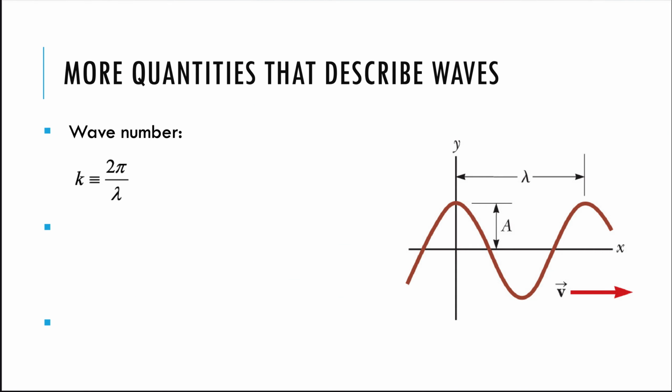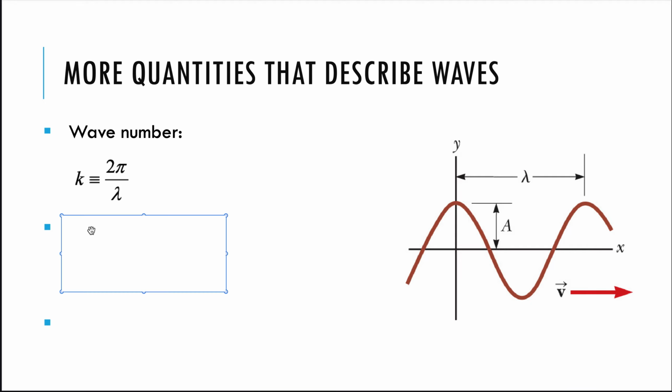In this video, we're going to continue our description of waves. We have a few more quantities. The first one is the wave number. We use the letter k and is defined as 2 pi over lambda, or 2 pi over the wavelength.